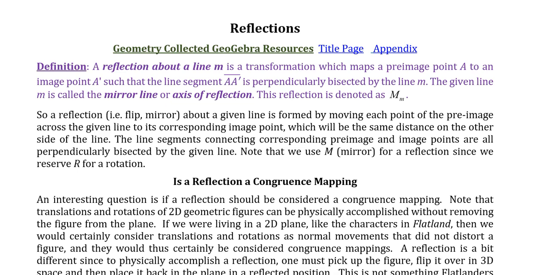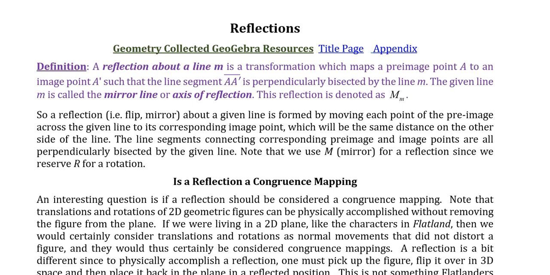So a reflection, maybe informally called a flip or a mirror, about a given line is formed by moving each point of the preimage across the given line to its corresponding image point, which will be the same distance on the other side of the line. The line segments connecting the corresponding preimage and image points are all perpendicularly bisected by the given line. Notice that we use M for mirror for a reflection since we reserve R for rotation.